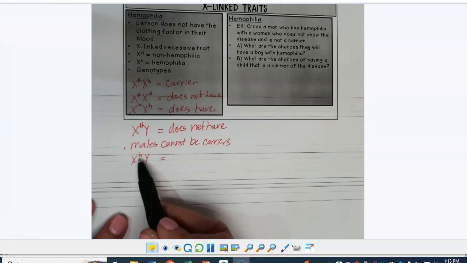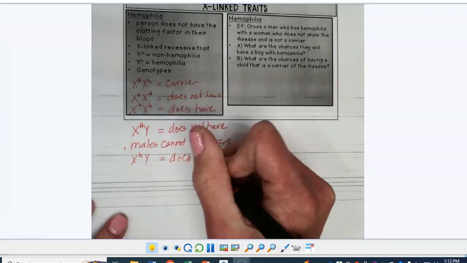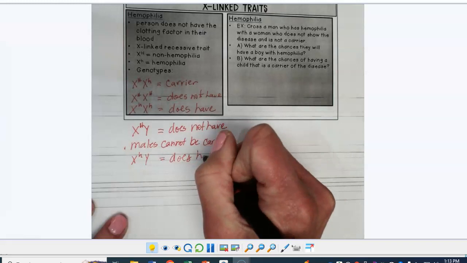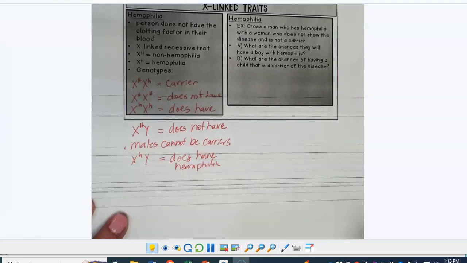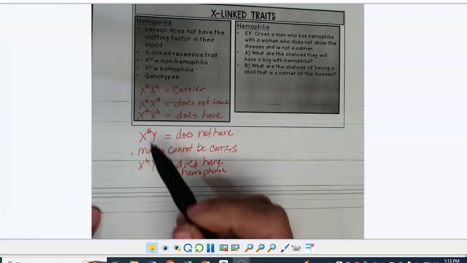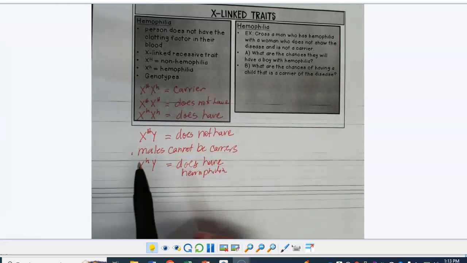And then, whoa, let's try that again. So this guy does have hemophilia. Okay, so these are the genotypes that you need. So in your notes, not only should you write this down, but you should also write all the genotypes, or else you're going to have a hard time working the problems.